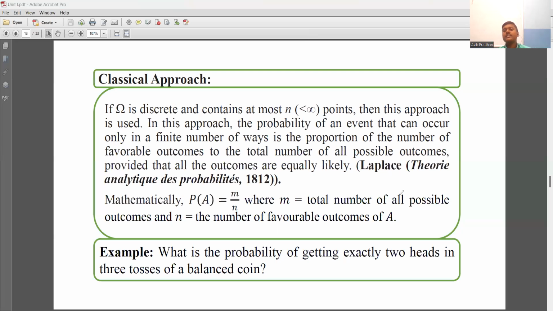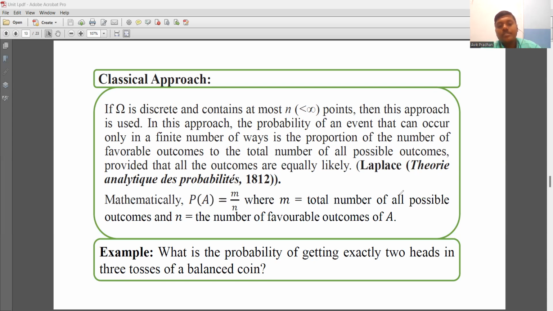The classical approach was introduced by Laplace in 1812 in his article Théorie Analytique des Probabilités, in which he mentioned that if we have a discrete sample space omega, or a discrete set of all possible outcomes, and it contains at most n number of points, which is finite, then we can assign the probability of an event as the ratio of occurrence of that particular event to the total number of possible outcomes.